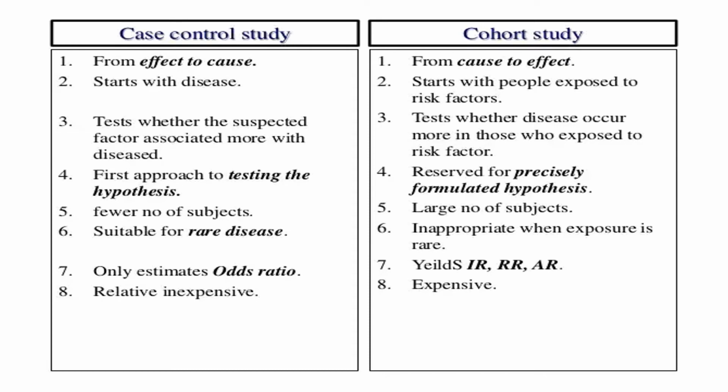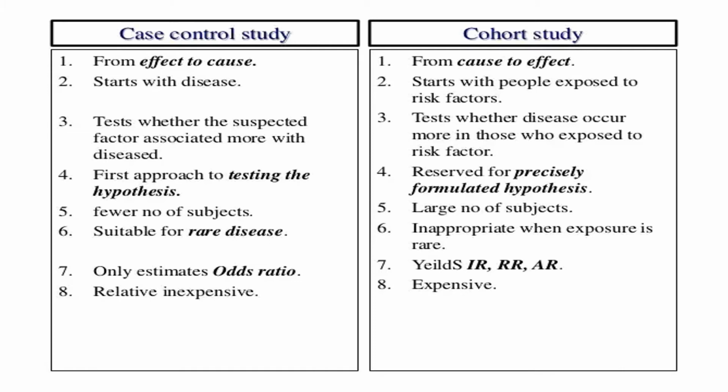The case control moves from effect to cause, that is retrospective, and cohort goes from cause to effect, usually particularly in the prospective cohort. The case control starts with a disease and cohort study starts with people exposed to a risk factor, that is, it looks into the exposure. The case control study tests whether the suspected factor is associated more with the disease, and cohort study tests whether the disease occurs more in those who are exposed to the risk factor. The case control study is the first approach to testing the hypothesis, and cohort is reserved for a precisely formulated hypothesis.